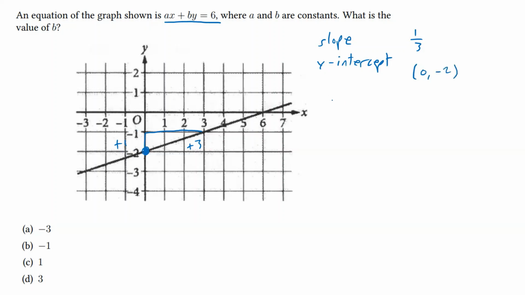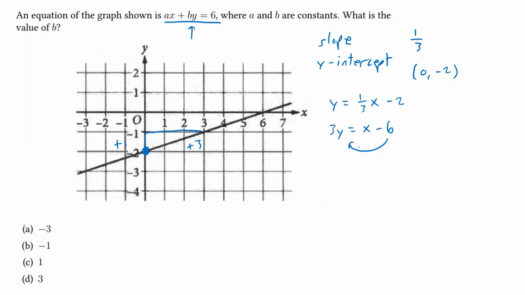Thus, the equation of the line is y is equal to m, which is 1/3, x, plus b. b is minus 2, so we add -2. We now rearrange this equation to look like the expression given. We can easily do this by multiplying the equation by 3, obtaining 3y is equal to x minus 6.